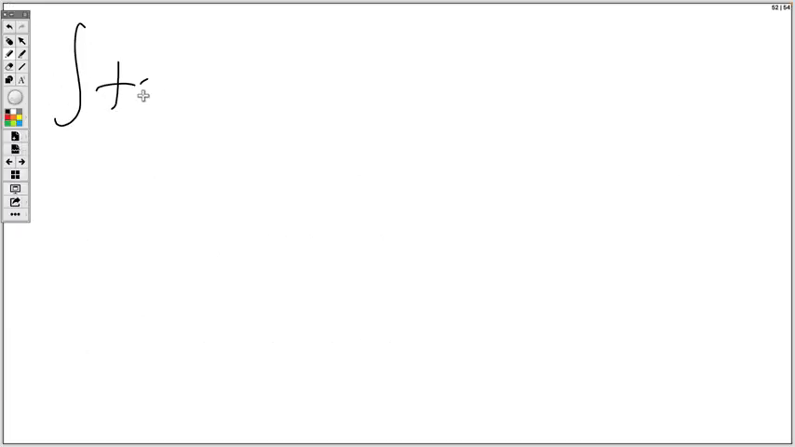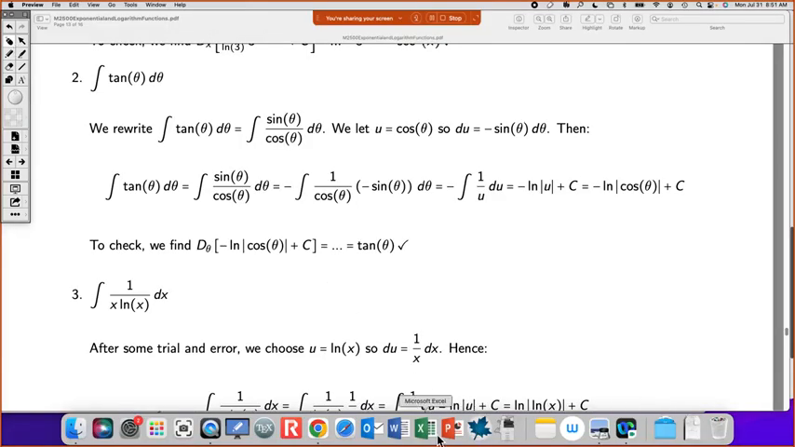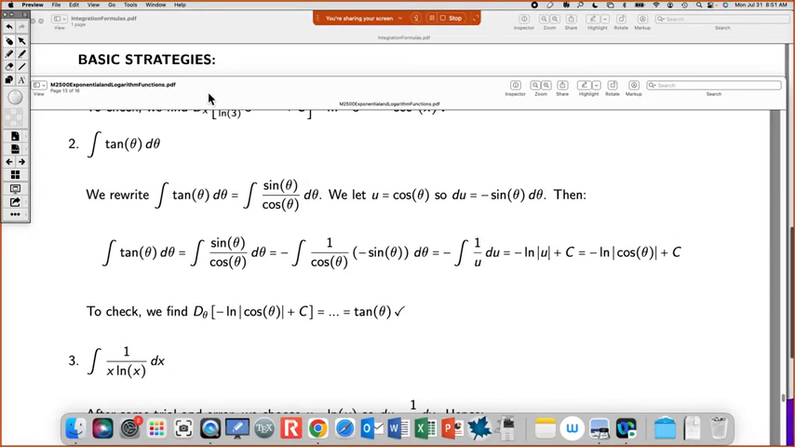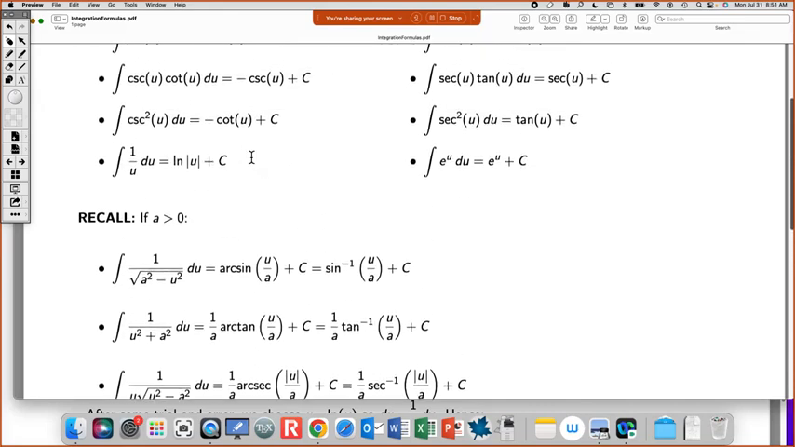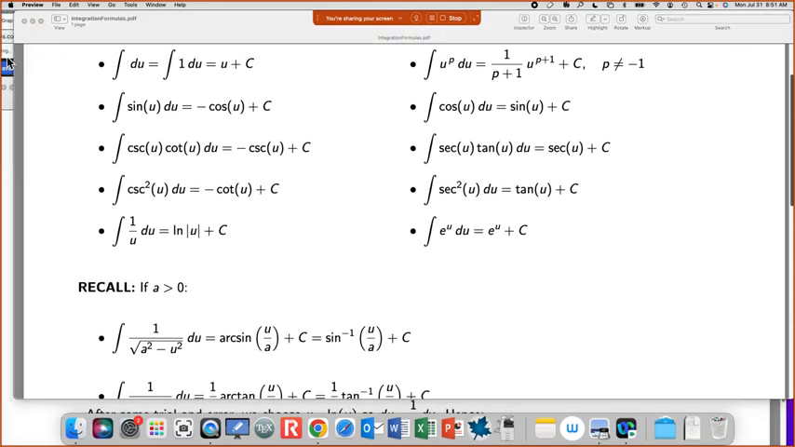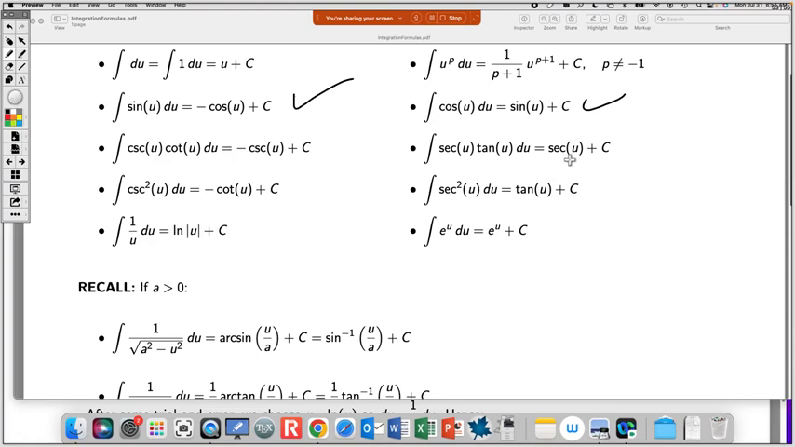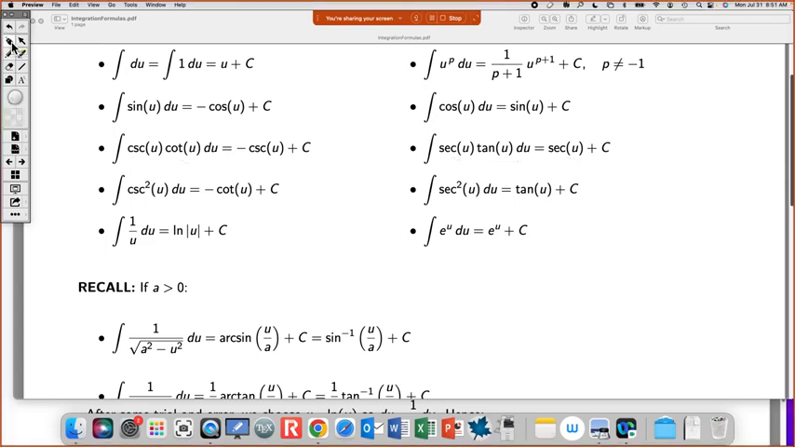Asked to integrate tangent theta d theta. So if you think about the integration formulas we have for involving trig functions, tangent is left out. We've got an integral for sine and cosine. We have integrals of that feature tangent, you follow? But we don't have an integral of tangent itself. And the reason we don't have it is because we didn't have the integration formula till now.